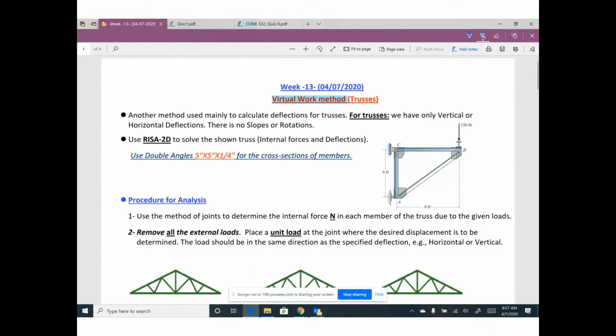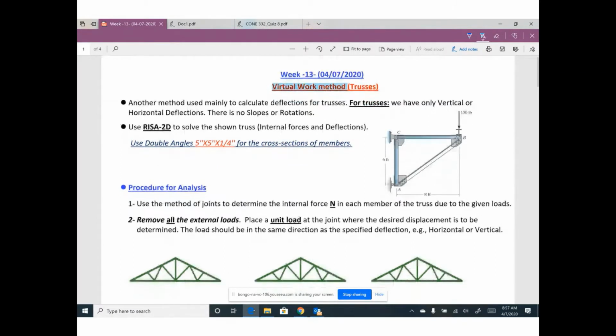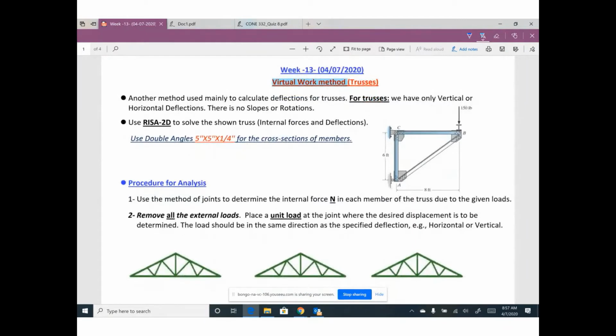This method is very important if you are preparing for PE exam or FE exam, mostly for PE exam. You can expect a truss problem, and we would like to calculate deflection at a certain point. So virtual work is another method used mainly to calculate deflection for trusses.